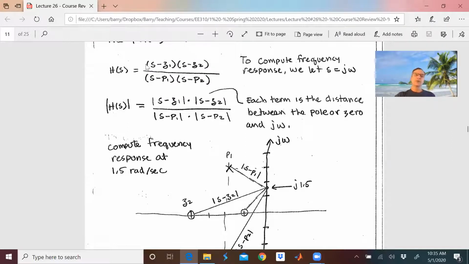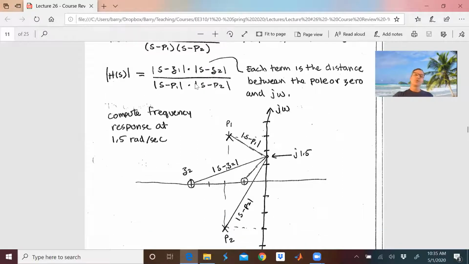So I can plot these. And the magnitude of the transfer function is really just going to be the magnitude of this term times the magnitude of this term divided by the magnitude of this term divided by the magnitude of this term. So let's just show that. Here's the magnitude of the first term, here's the magnitude of the second term, and so on for the third and fourth term. So each term now is the distance between the pole or zero and s. What we're doing is s is equal to j omega. And here's the j omega. So we can make s wherever we want it.